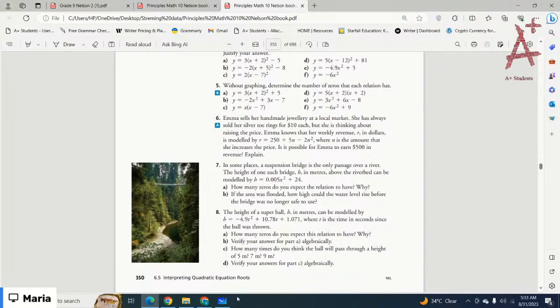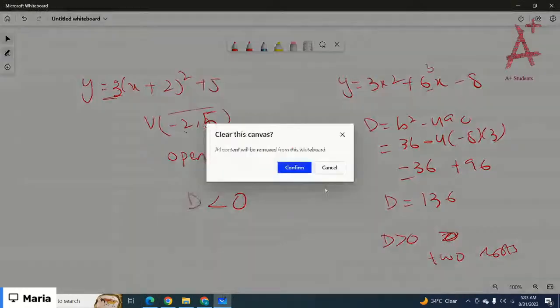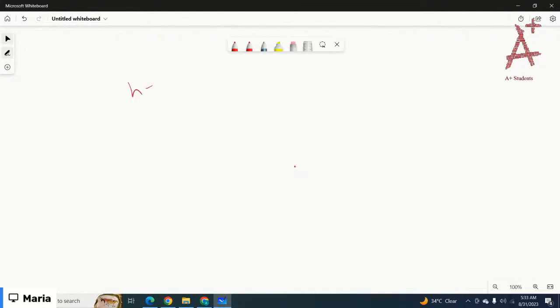Let me just write down the equation. H equals 0.05x square plus 24, right? You can see the x square is positive, right? That means the height is always positive. That means the lowest point of the bridge should be above the water level, right? The vertex of the parabola should be above the axis, right?